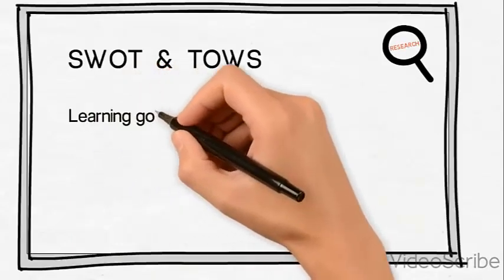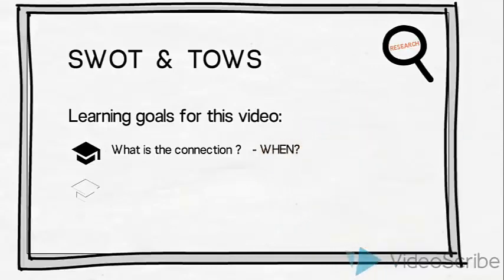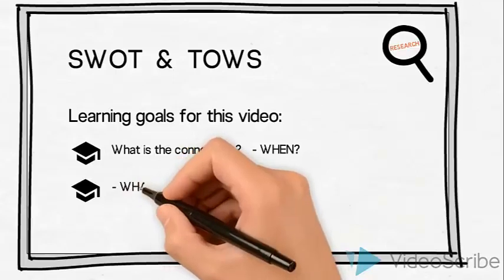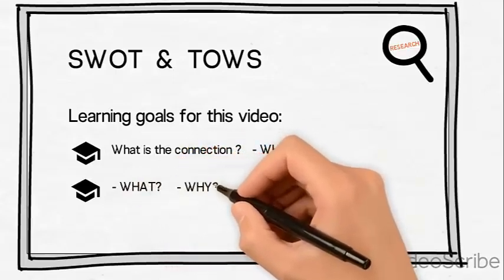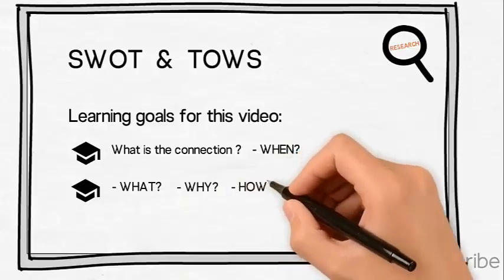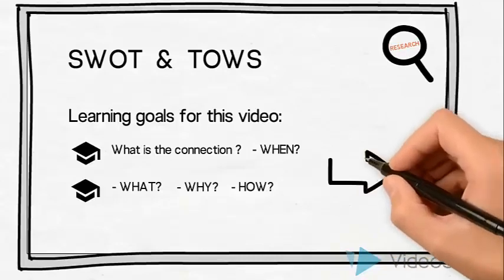Before we start, let us list the learning goals for this video. Firstly, the goal is to establish a connection and overview. When in the process would the SWOT and the TAUS be conducted? Secondly, the goal is to gain an understanding of what a SWOT and a TAUS is, why marketers use it, and how we could go about conducting a useful SWOT and TAUS. So let us begin.